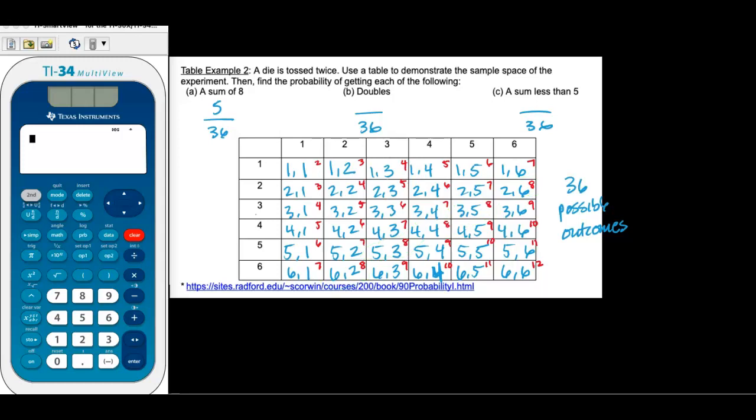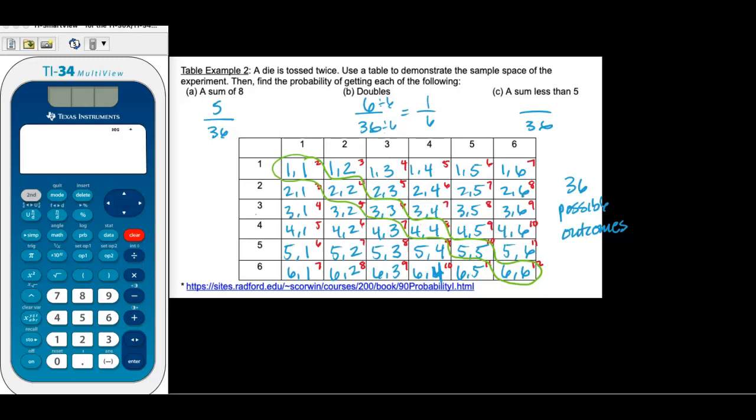For the next one, we're looking for doubles. So that would be like a 1 and a 1, a 2 and a 2, a 3 and a 3, a 4 and a 4, a 5 and a 5, or a 6 and a 6. So all of these different options. So 1, 2, 3, 4, 5, 6. It looks like we have 6 outcomes that give us a double, and we could reduce that by dividing those both by 6, and we get 1/6.